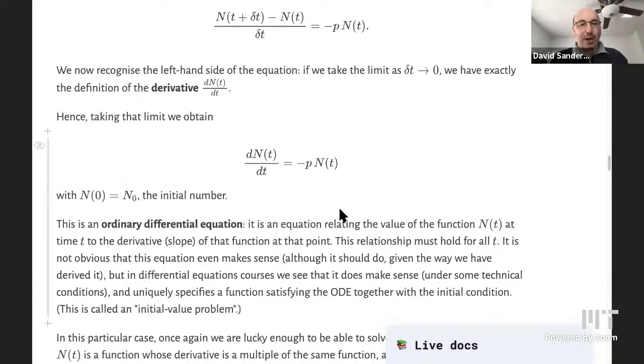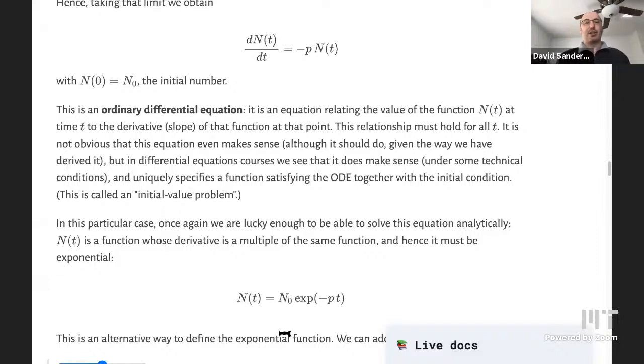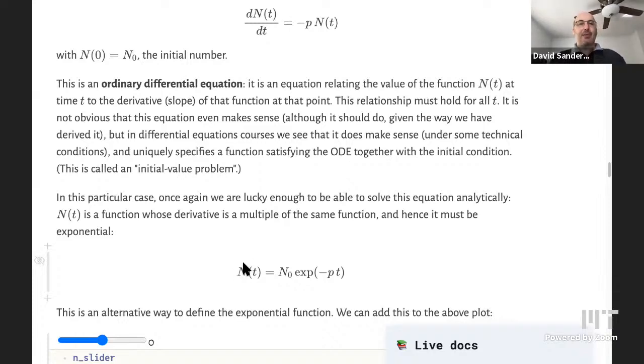And then the question is, now that I have this model, how can I actually solve it? Because we have such a simple model, we can actually solve this one analytically too. What is this saying? It's saying that I want a function such that when I differentiate it, I get something proportional to the same function. That is another way that we can define the exponential function. And so the exact solution of this differential equation, which in general we won't be able to find, but because it's such a simple one we can, is that the number at time T is the initial number multiplied by this decaying exponential curve, exponential of minus P times T.